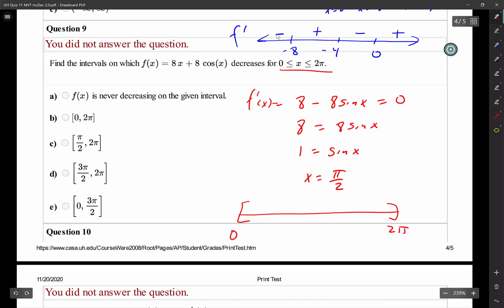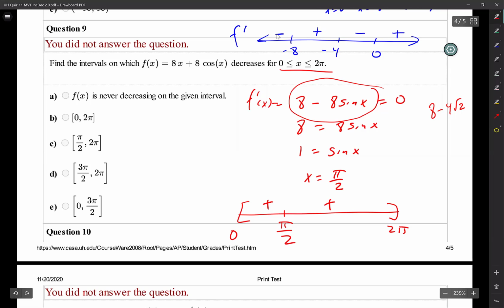Zero to pi, and pi over 2 is closer to this guy. I choose a number, any number, pi over 4. If I choose pi over 4, sine of pi over 4 is square root of 2 over 2. Let's see, I'm putting it in this, by the way. It turns to 8 minus 4 square root of 2. 4 square root of 2 is a number smaller than 8, so that's positive. And I'm going to choose a number to the right of that, like pi. Pi is 0, so it's positive again.